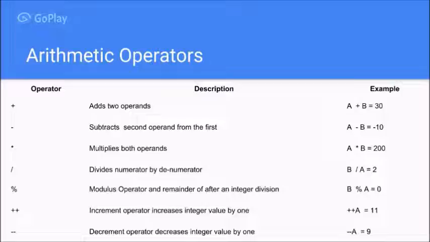Two plus signs together is an incrementer. In this case, if you're looking at A, and that would be 10, it would then increment to 11. Same thing with the decrement operator. Two negative signs in front of A would turn 10 into 9.